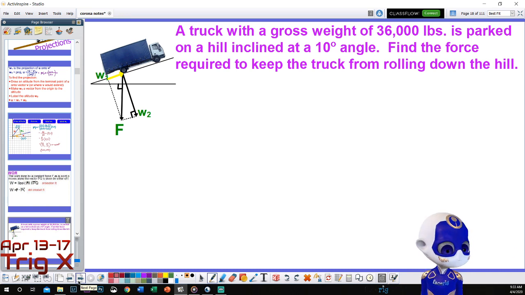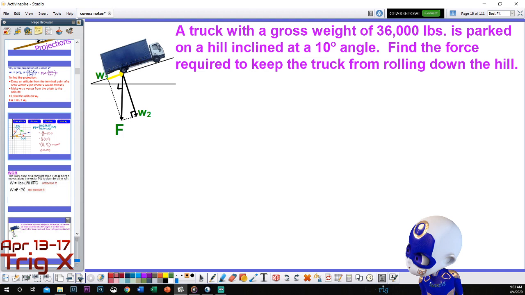Now, something terrible has happened. The parking brakes have completely gone out, and you're trying to save the life of a little old lady who's at the bottom of the hill. It is totally up to you to keep this truck from rolling backwards downhill. And in order to do that, we're going to have to use some trig.